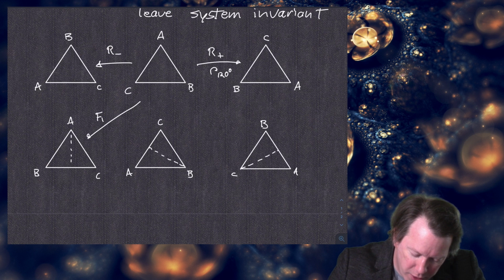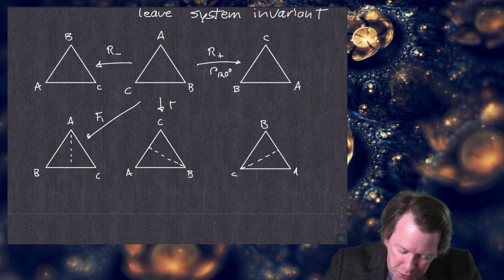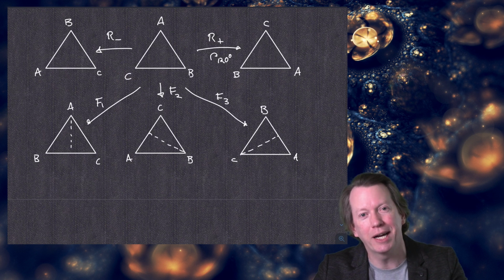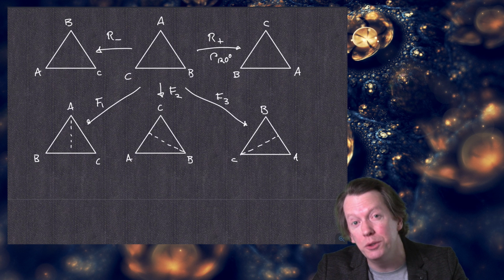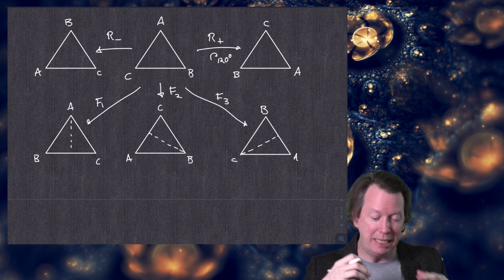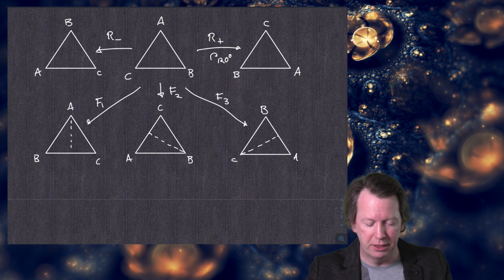Let's call this F1. Let's call this one F2. And let's call this one F3. There you go. So I think that's it. You can check at home, but I think there's nothing else you can do to the triangle that gets something different than all of these different possibilities.